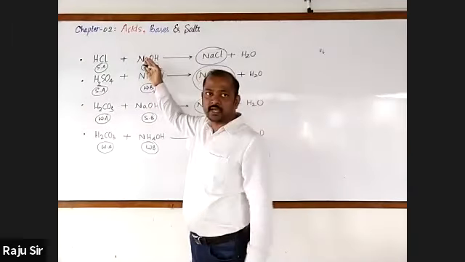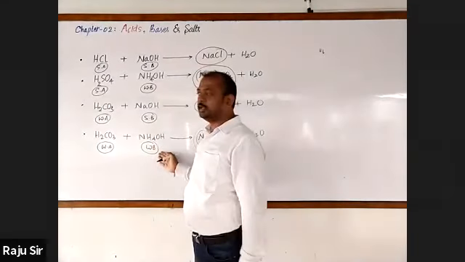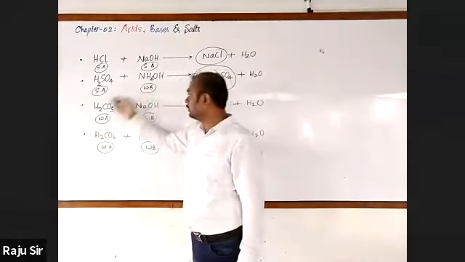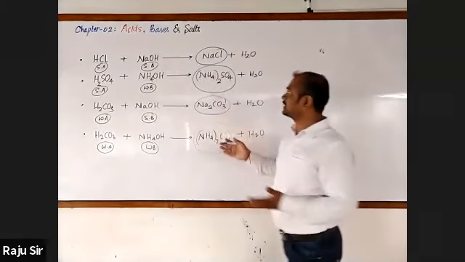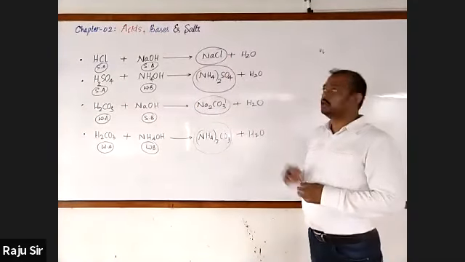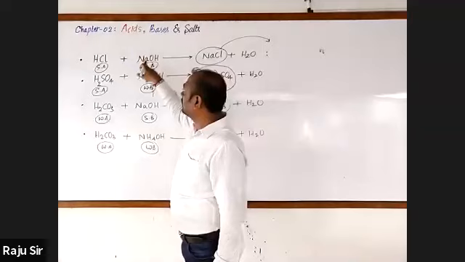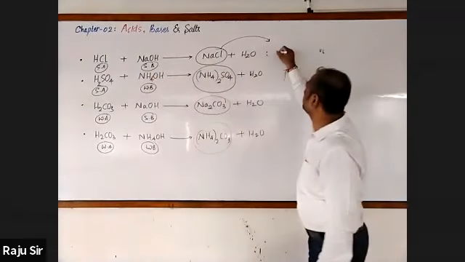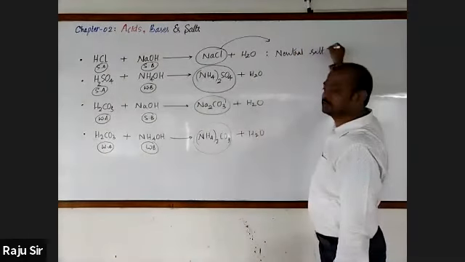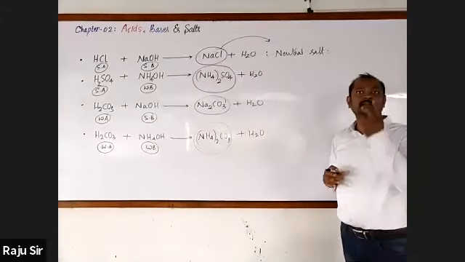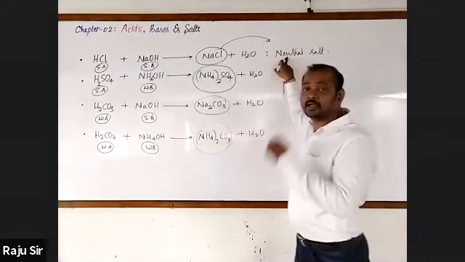Strong acid will react with a strong base, producing a salt. Weak acid can react with weak base. Strong acid reacts with weak base. Then weak acid can react with strong base. But in all these cases, salts are formed. A salt which is formed by the reaction between a strong acid and a strong base is called a neutral salt. What is its pH value?